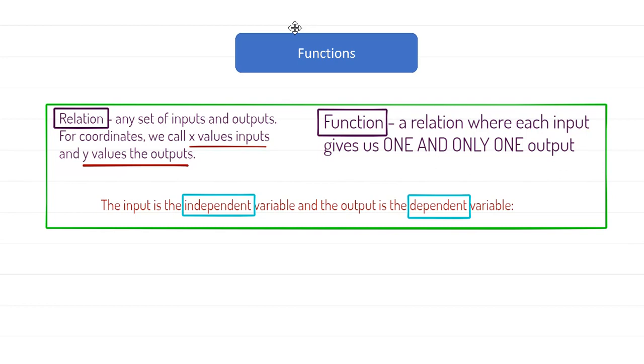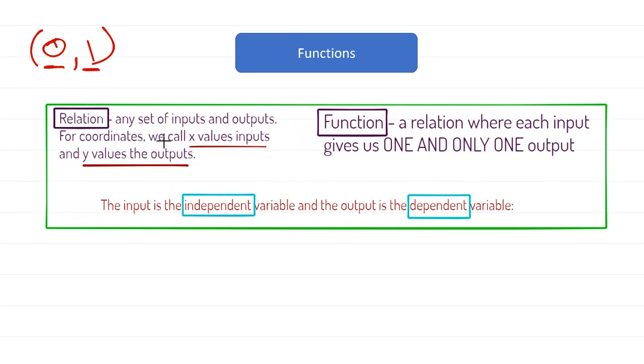Basically, in a nutshell, a relation is any set of inputs and outputs. For our purposes in Algebra 2, almost all the time the x values are going to be the inputs, the y values will be the outputs if we're talking about a set of coordinates. So let's say we had 0, comma 1. Our input would be 0, our output would be 1.